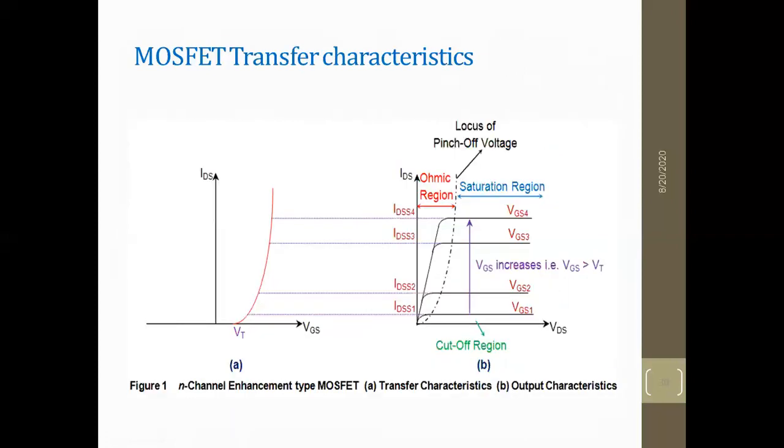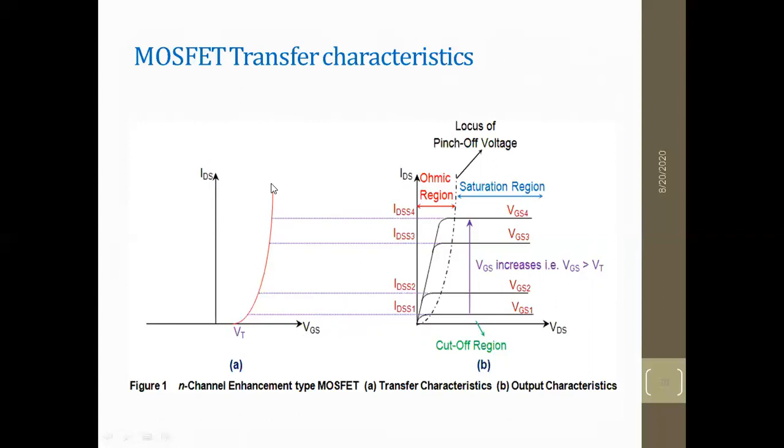These are the transfer characteristics. If you observe the transfer characteristics of the enhancement n-channel type MOSFET, the characteristics are drawn for gate to source voltage on the x-axis and IDS, drain to source current, on the y-axis. This is nothing but the threshold voltage. When VGS is greater than the threshold voltage, the drain to source current increases.